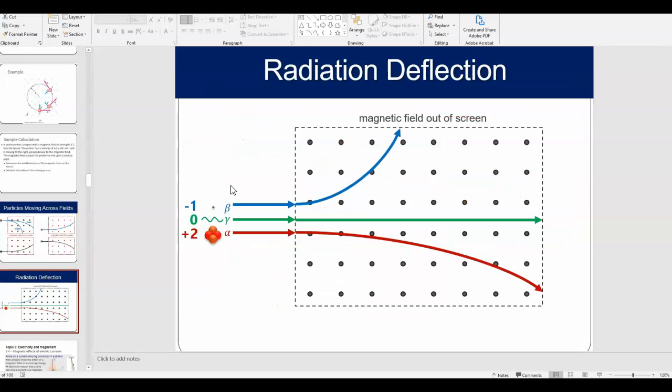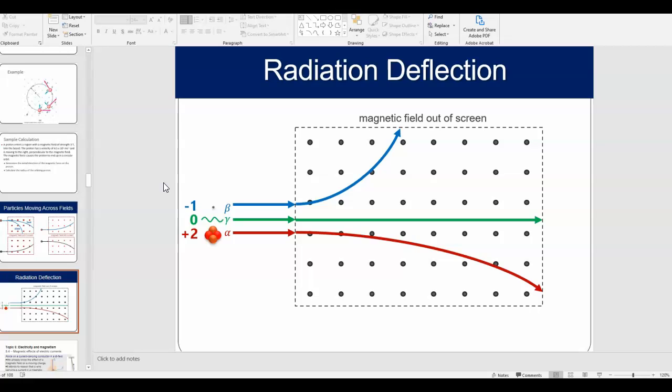Historically speaking, magnetic fields were also used to figure out information about the different types of radiation. Remember last year in IB Physics 1 when we talked about alpha, beta, and gamma radiation? Well, the way we figured out that alpha particles have a positive 2 charge and beta particles have a negative 1 charge, part of that was based off of which way they're deflected in a magnetic field.